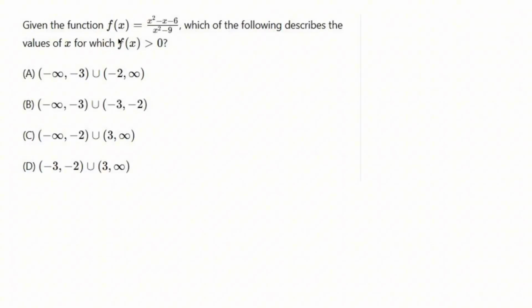Given the function f of x equals x squared minus x minus 6, which of the following describes the values of x for which f of x is greater than 0? Ugh. So this is what we have to do here. We have a lot going on.